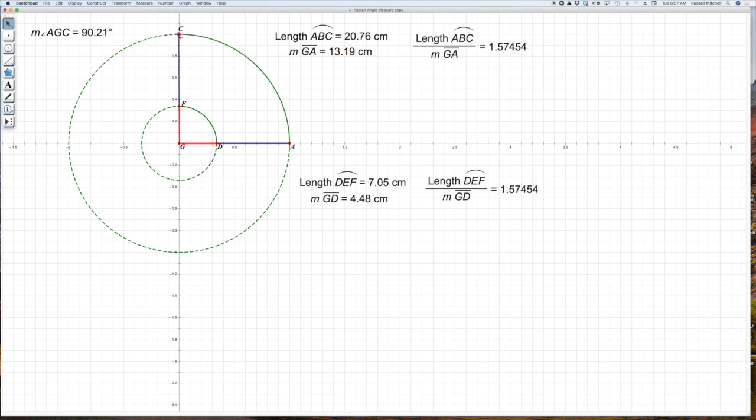Okay? 90 degrees. So these are just some common angles, okay? 90, I can't get right on 90, I don't think. 90.06, okay? Then that would be 1.57179 radians. Look down here, same thing, right? Whether it's from the big circle or the small circle, we get the same radian angle measurement.